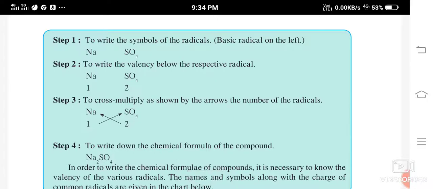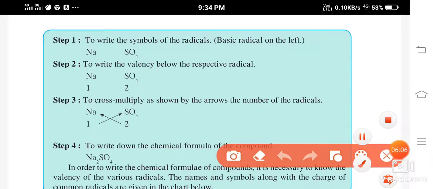Now, how to write the chemical formulae of compounds? Let us see this. It's very easy. Four steps are given to you, so you can go through the steps, and I will explain them to you. To write the symbols of the radicals, the basic radical is written on the left side and the acidic radical is written on the right side.